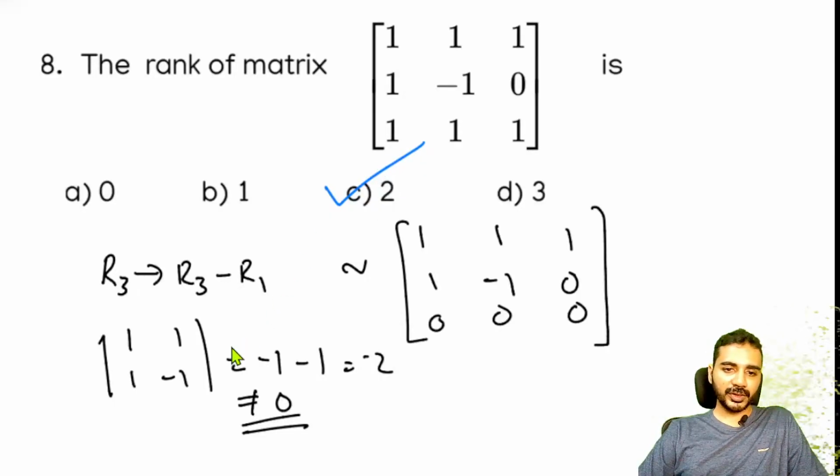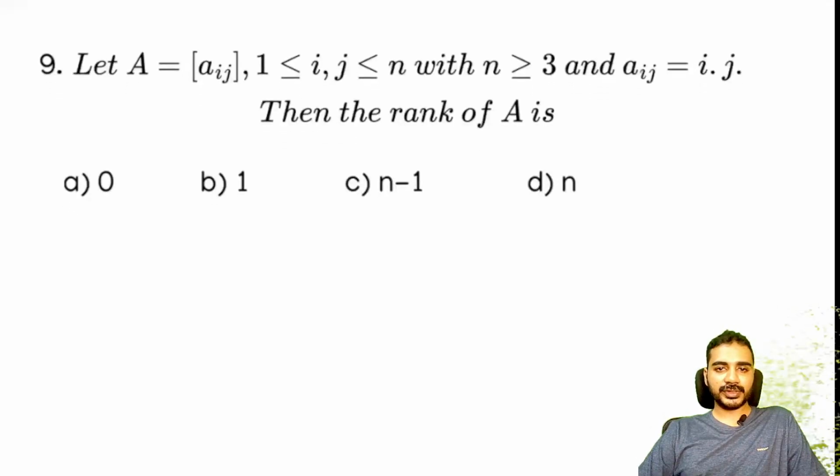Okay, now let's jump into the next question. Ninth question. Let A equal to Aij, where i is greater than or equal to 1 and j is less than or equal to n, with n greater than or equal to 3, and Aij equal to i into j. Then the rank of A is.